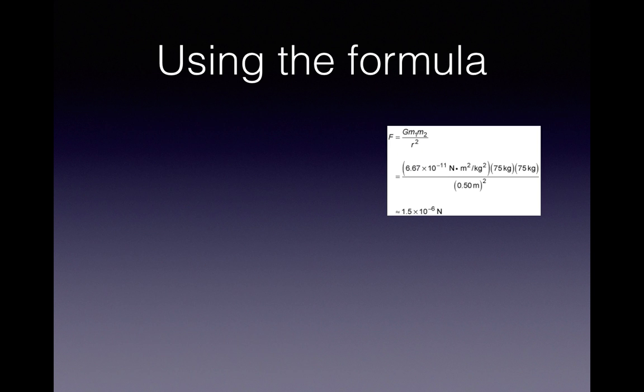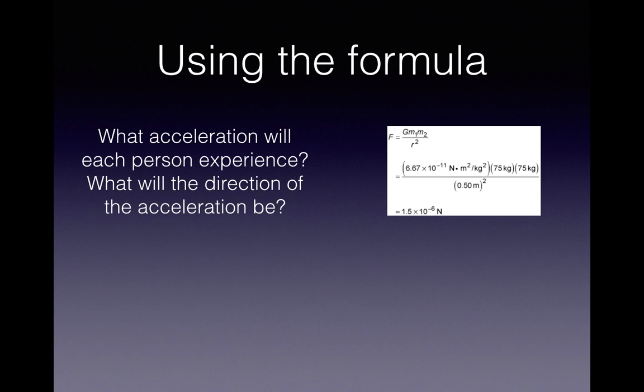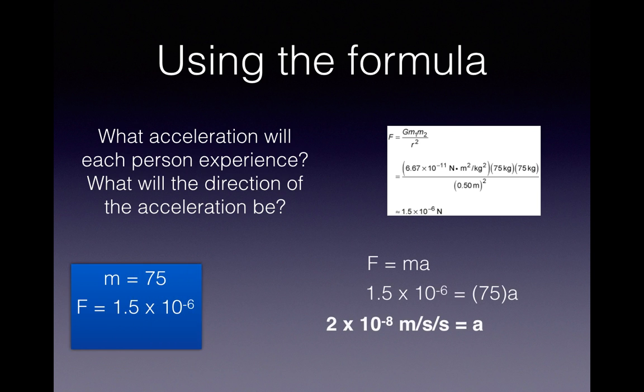Now let's have a look at another part of the question. What acceleration will each person experience, and what will the direction of the acceleration be? So we know there's a formula. We have the force and we have a mass, and we know the formula is F is equal to ma to calculate the acceleration and how it relates to the force. So when you sub it in there, the acceleration is 2 by 10 to the minus 8 meters per second squared, which again is tiny. So if those people could move towards each other, the acceleration would be really, really small, and you may not even notice it. That acceleration is always in the same direction as the force, so it'll be directed towards the other person.